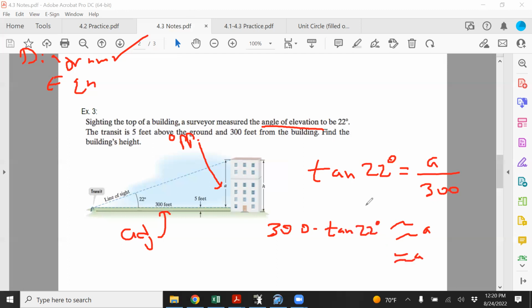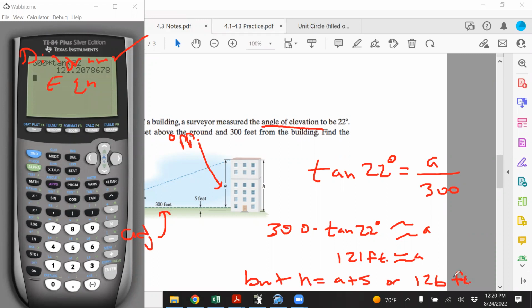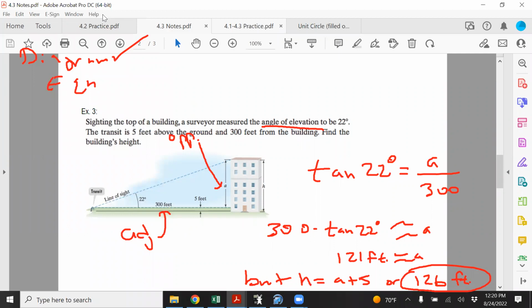So what do I get? Let's use the calculator. 300 times tan 22. You should get 121. However, plus 5. Why plus 5? Because you're 5 feet up off the ground, and A didn't take the 5 feet into consideration yet. However, the answer is 126, not 121, because the question asks for the height of the building.